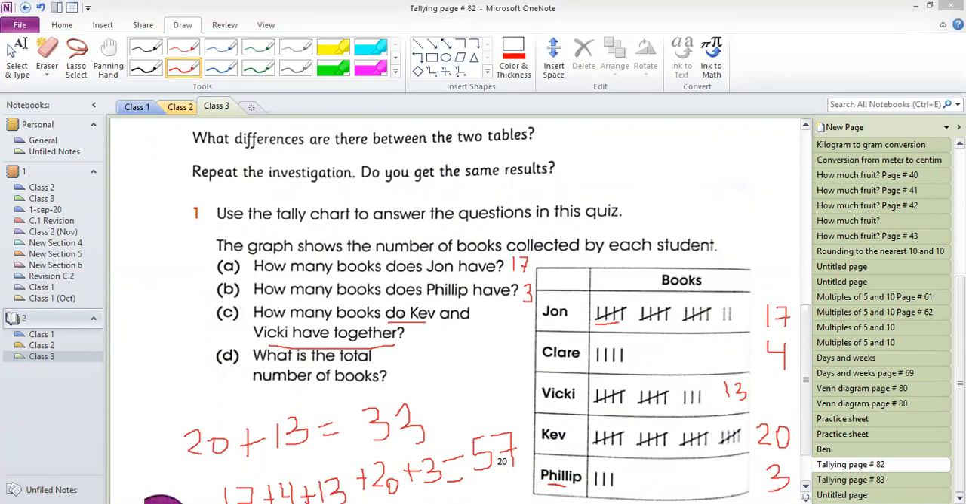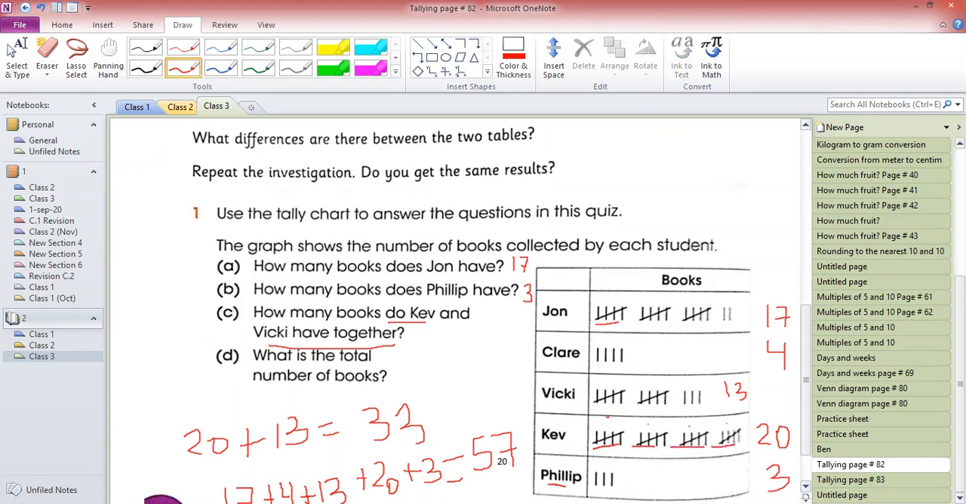Question number 1C. How many books do Cave and Vicky have all together? Guys, when they are asking about the total books of Cave and Vicky, that means you should know how many books Cave has and how many books Vicky has. So first thing you should do, count the books of Cave. This is 5. 5 plus 5, 10. 10 plus 5, 15. And 15 plus 5, 20. Again, I repeat, this is 5s. 5 plus 5, 10. 10 plus 5, 15. And 15 plus 5, 20.